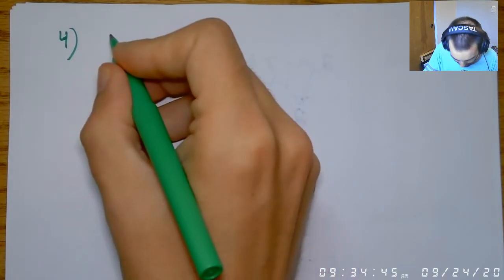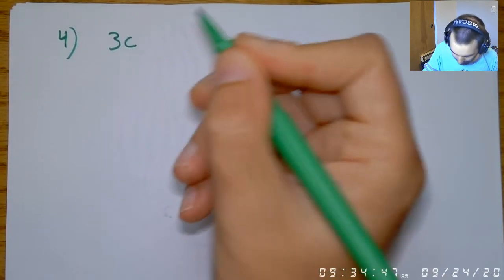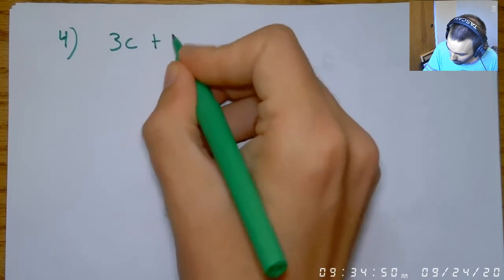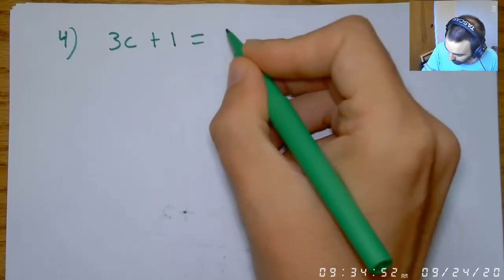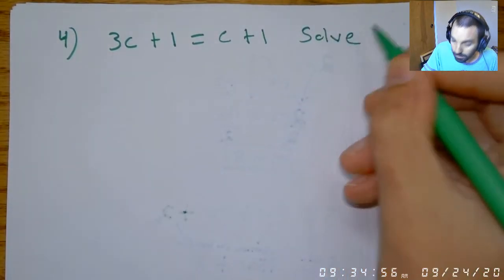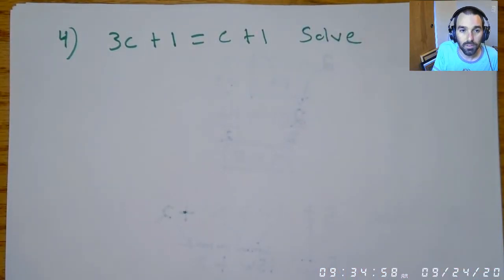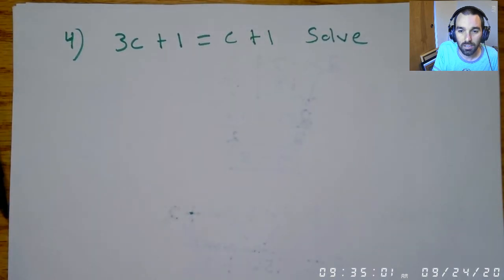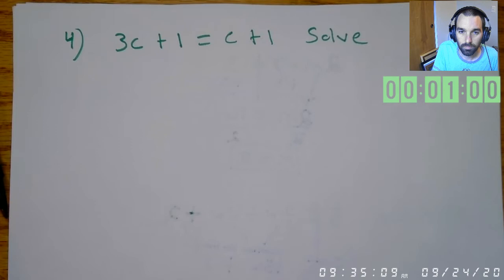So let's say we have 3c plus 1 equals c plus 1. I want you to solve. Okay? So 3c plus 1 equals c plus 1. And this one is a little bit easier, so I'm going to do 1 minute. Okay, so 3c plus 1 equals c plus 1. So let's go ahead and do that.